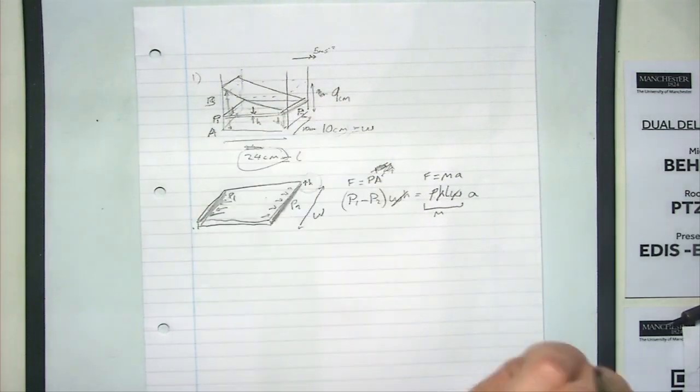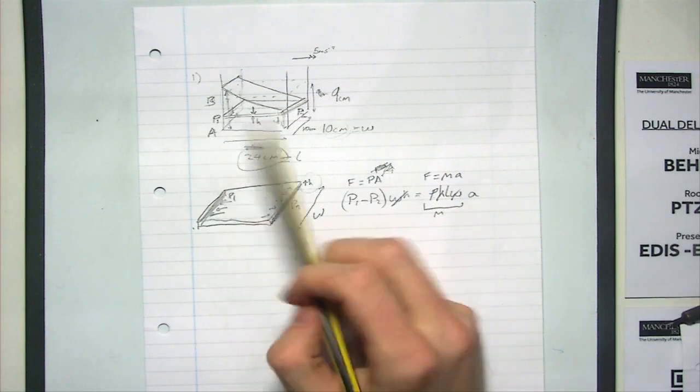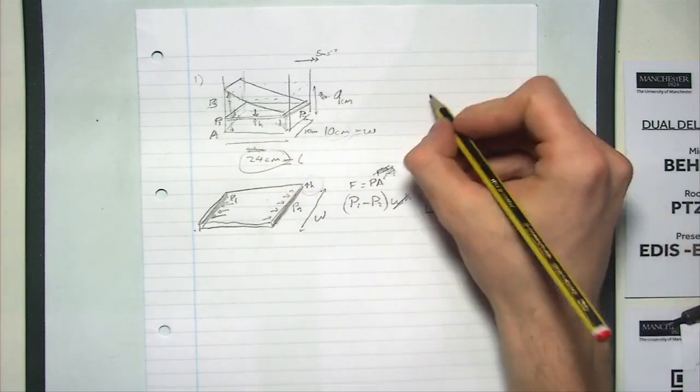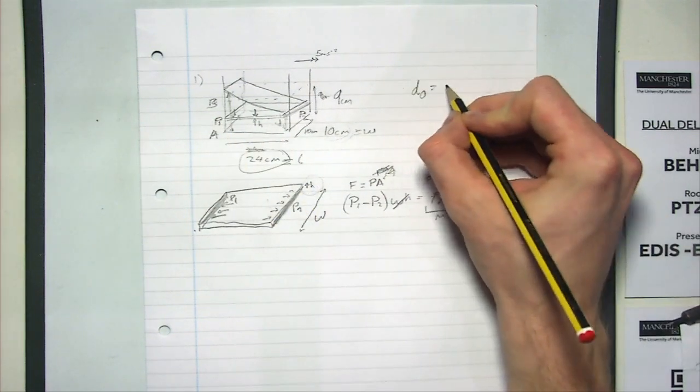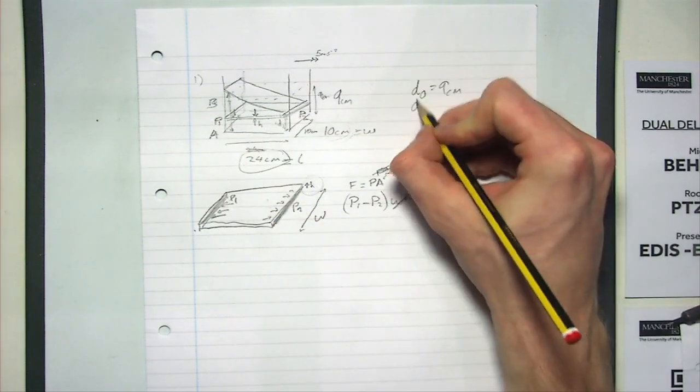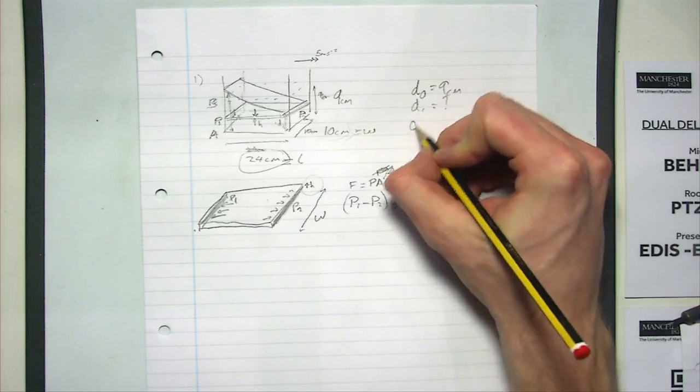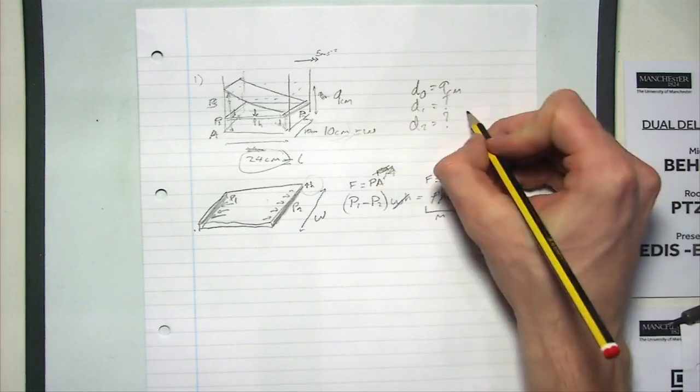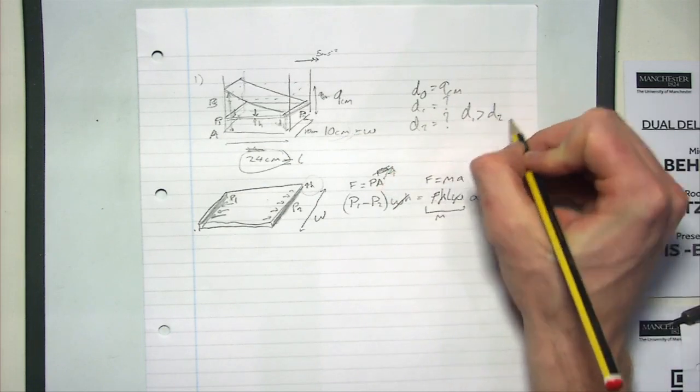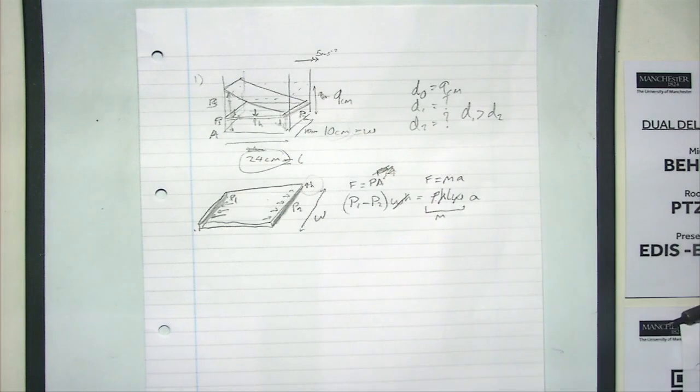Yes. So 9 centimeters is the height of the cube? Originally, before we accelerated the tank, the depth of the fluid was 9 centimeters. So that's the original depth. The new depths are D1 and D2. They're not very clear, so let me write this. D0 equals 9 centimeters, D1 equals an unknown value, and D2 equals an unknown value, where D1 is greater than D2. Does that make sense?